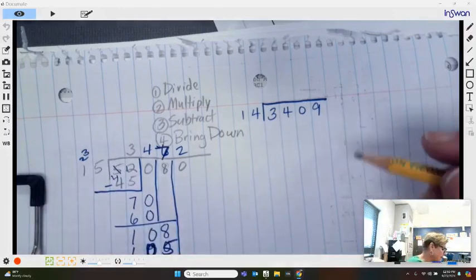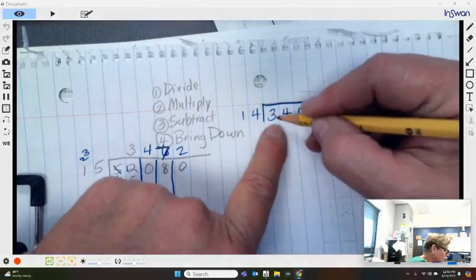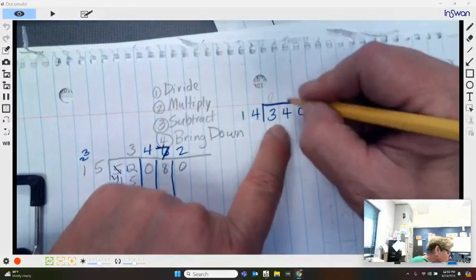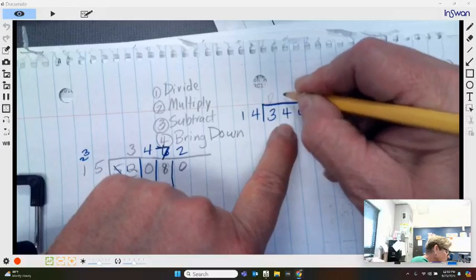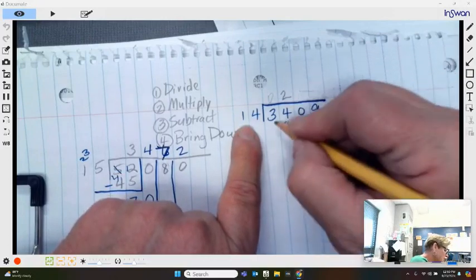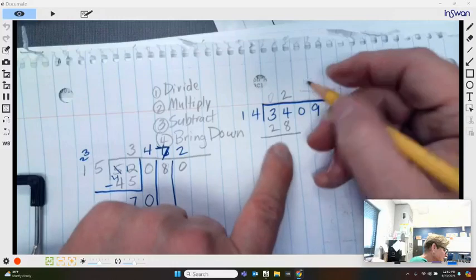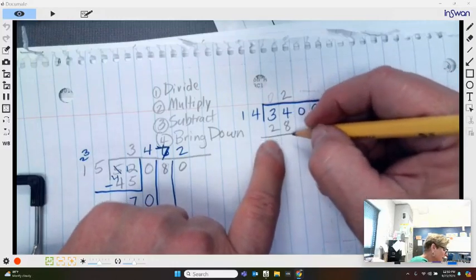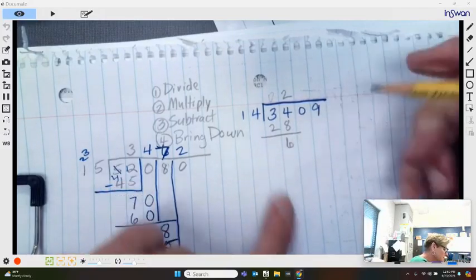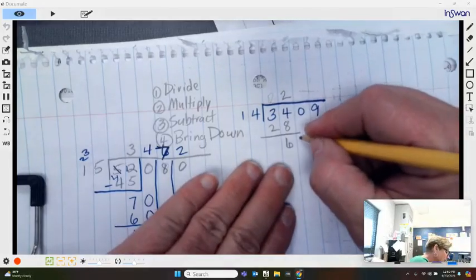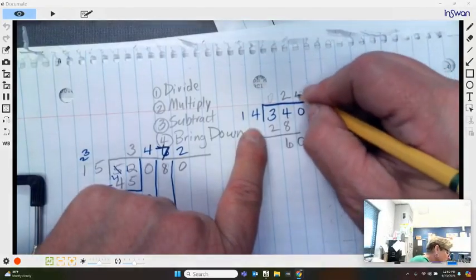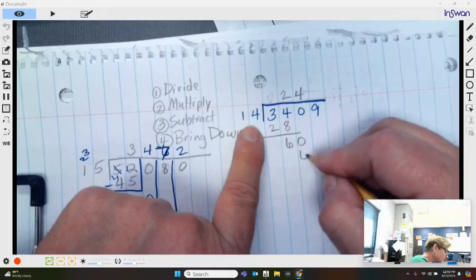So looking at what we have here, I know that 14 won't go into 3, but 14 will go into 34. 14 times 2 is 28, so that's going to be close. So 2 times 4 is 8, and 2 times 1 is 2. If I subtract 28, 29, 30 plus 4, that's going to be 6. 6 plus 8 is 14, or you could regroup. Bring down the 0. We said 15 times 4 is 60. Well, that's close. So I'm going to use 4. 4 times 4 is 16.